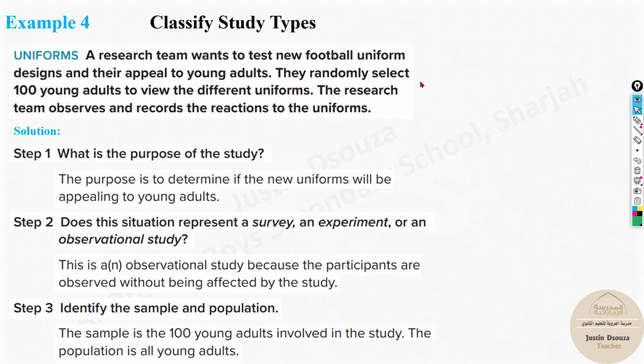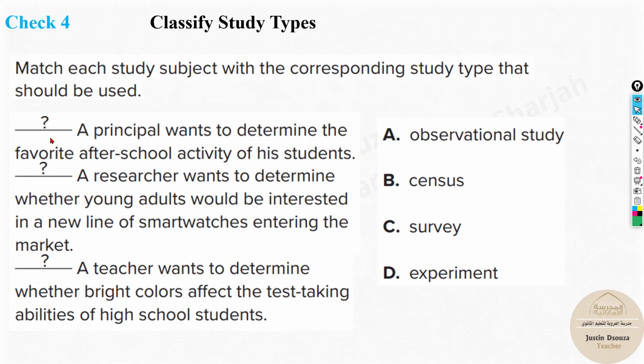Here it's the same thing. They randomly select 100 young adults, right? These are the sample, whereas all the young adults will be the population. But you can't take all young adults, so only 100 young adults are selected. That's the thing. And now we have a check problem here. Please do try to solve these by yourself. Pause the video and try it. Let's do it together now.